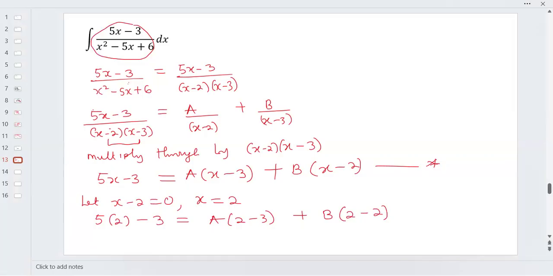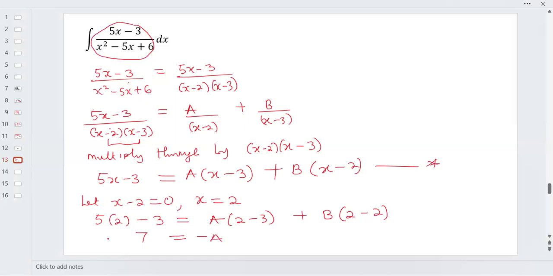5 multiplied by 2 is 10, and 10 minus 3 gives us 7. Now, 2 minus 3 is minus 1, and minus 1 times a is minus a. 2 minus 2, of course, is 0, and 0 multiplied by b gives us 0. By the time we do minus a plus 0, we get 0.